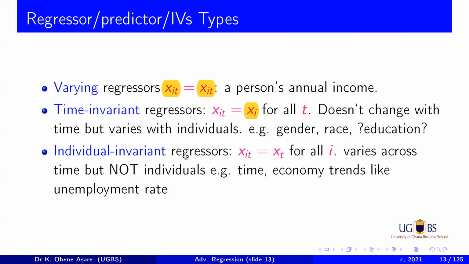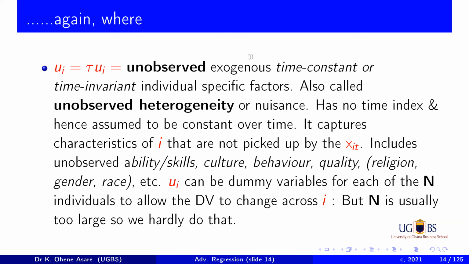And then we have the individual invariant regressor. That one is changing across time, but it's not changing across individuals. Like macroeconomic factors, they are mostly changing across time. They are not changing across individuals. Management style, okay, that's also true for the time invariant. So note these kinds of words because they will be used throughout.